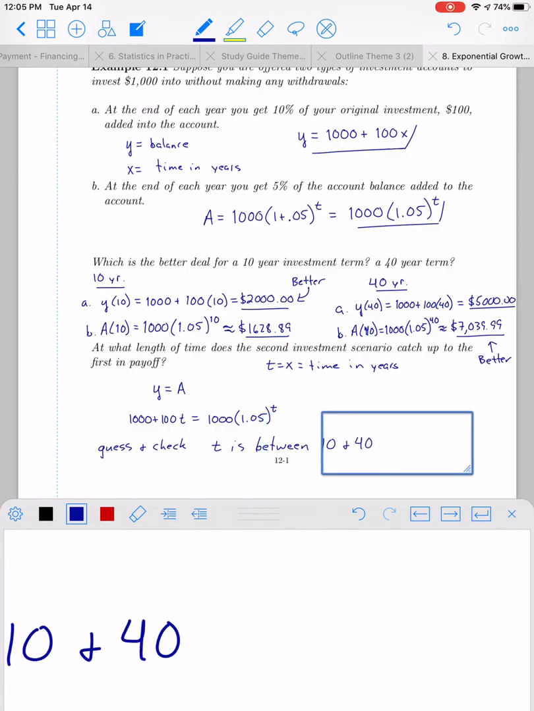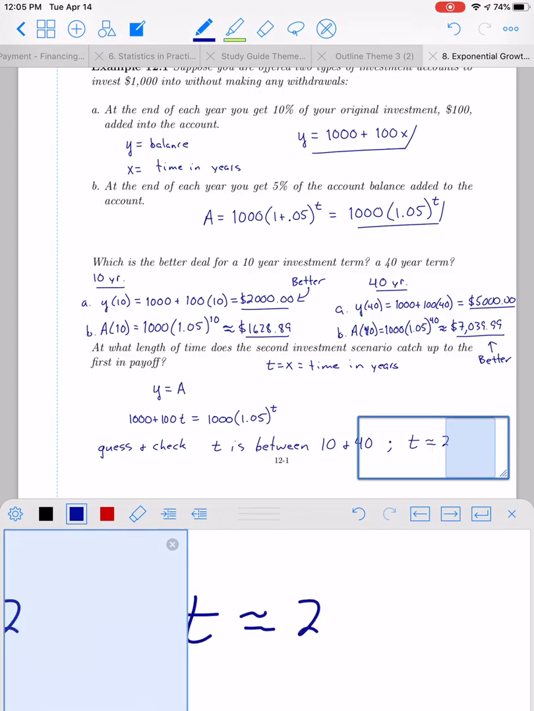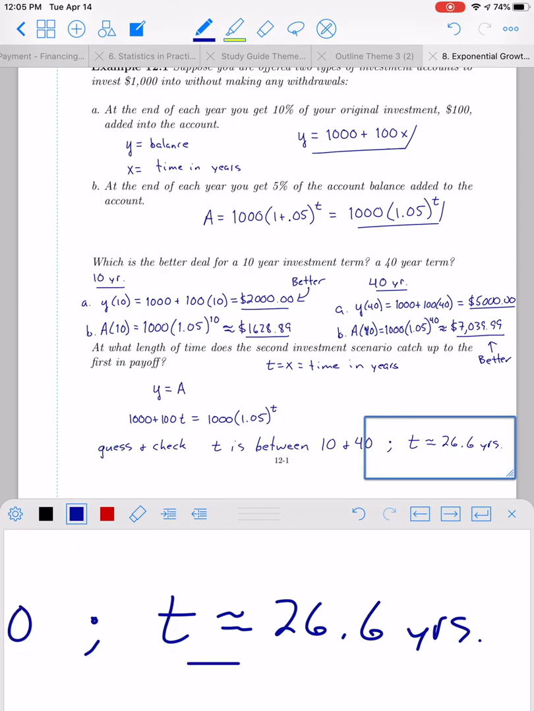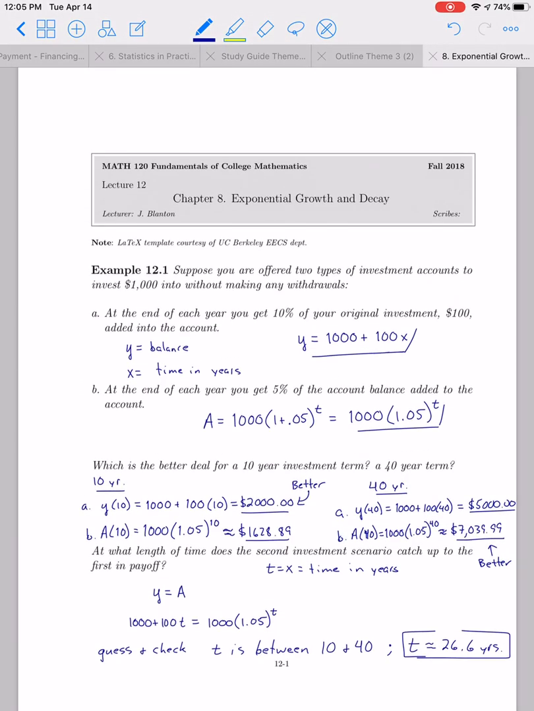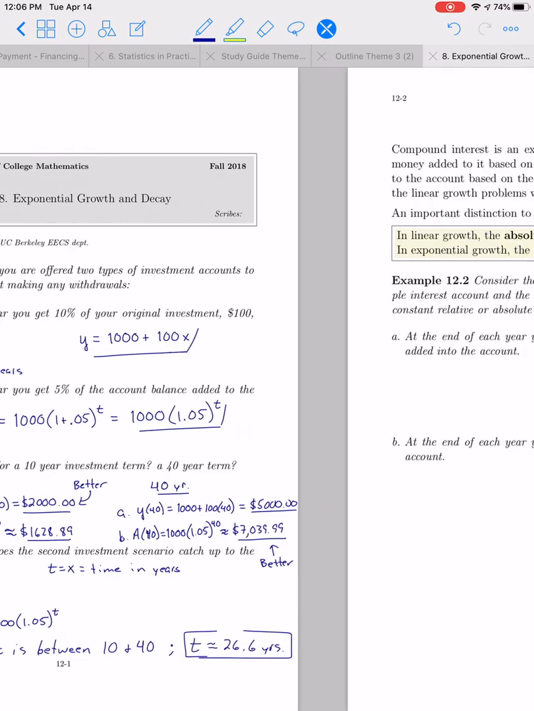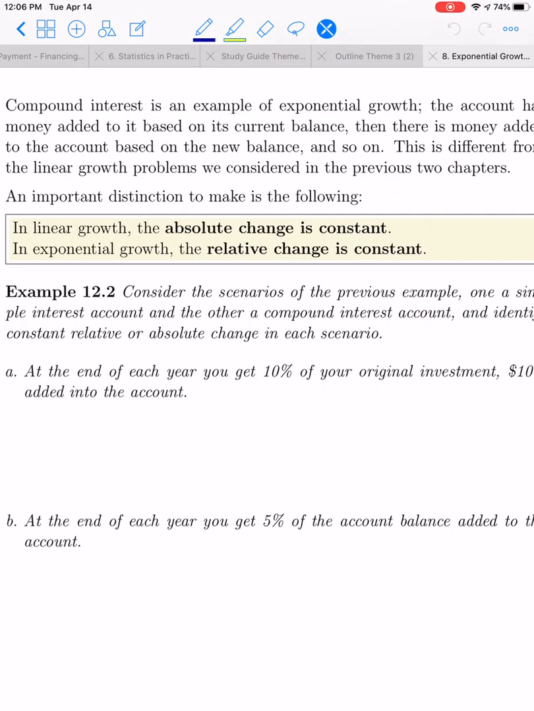Once you've done a few rounds of guessing and checking, you should get to the approximation that t is about 26.6 years, if you cared to work out the details of that one. I won't do it because it's just a little bit tedious and not worth having in a video. Plus it's not really a main part of this section's problems. So let's move on and look at the difference between absolute or linear growth and exponential growth.